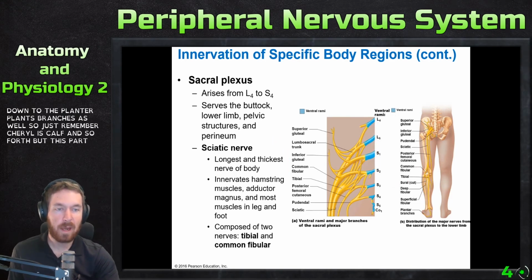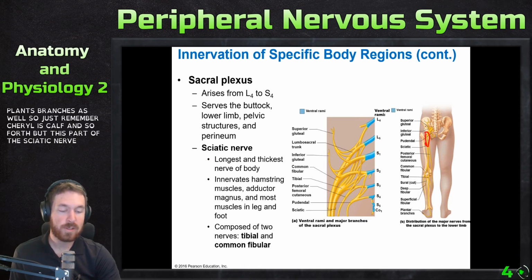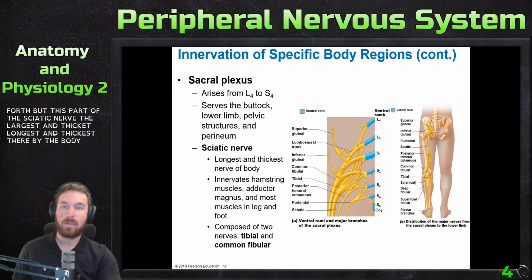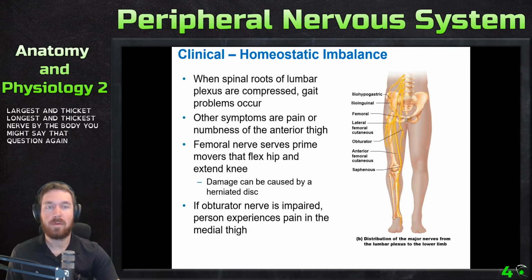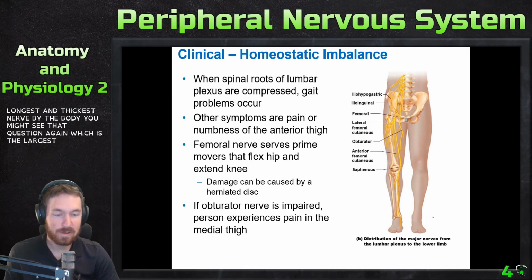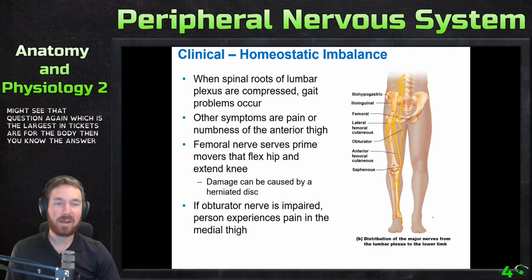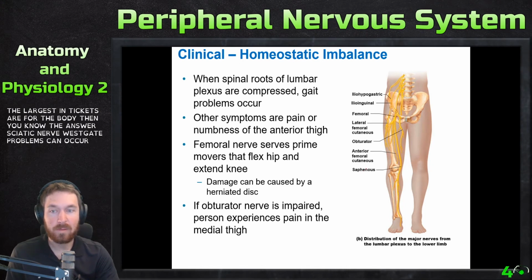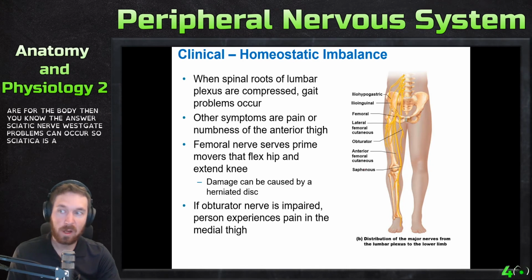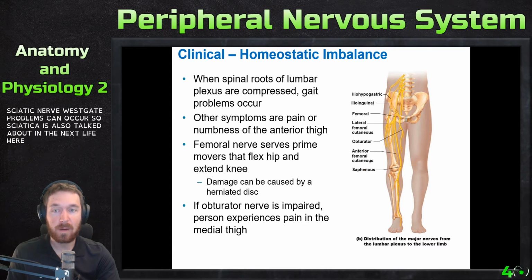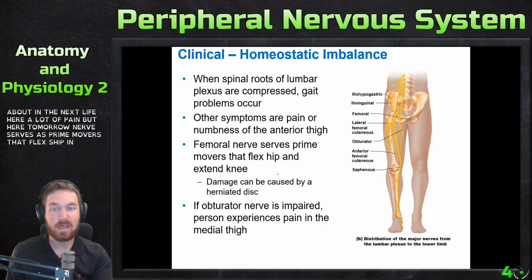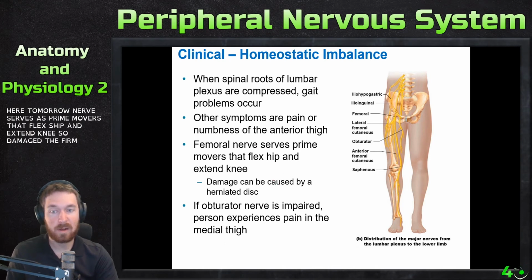But this part of the sciatic nerve, the longest and thickest nerve of the body. You might see that question again. Which is the largest and thickest nerve of the body? And then you know to answer sciatic nerve. Okay, so when spinal roots of the lumbar plexus are compressed, gait problems can occur. Sciatica I'll talk about on the next slide, a lot of pain, but here, the femoral nerve serves as prime movers that flex the hip and extend the knee. So damage to the femoral nerve can be caused by a herniated disc.